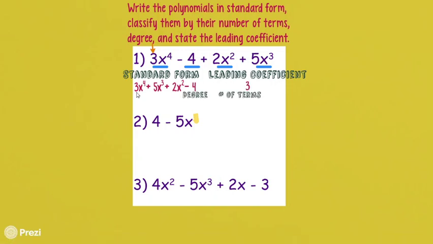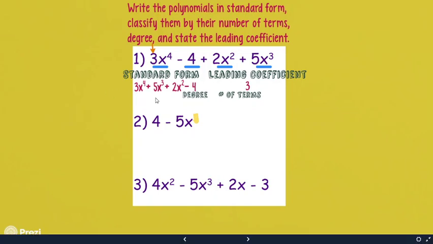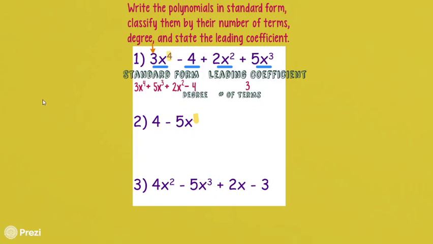Okay, after this we're doing exactly what we did before, so this should pretty much be a recap for you. So the degree, this is your highest exponent, which when you're in standard form, is the very first exponent you see, which is x to the 4th. So it's technically a degree 4 polynomial.